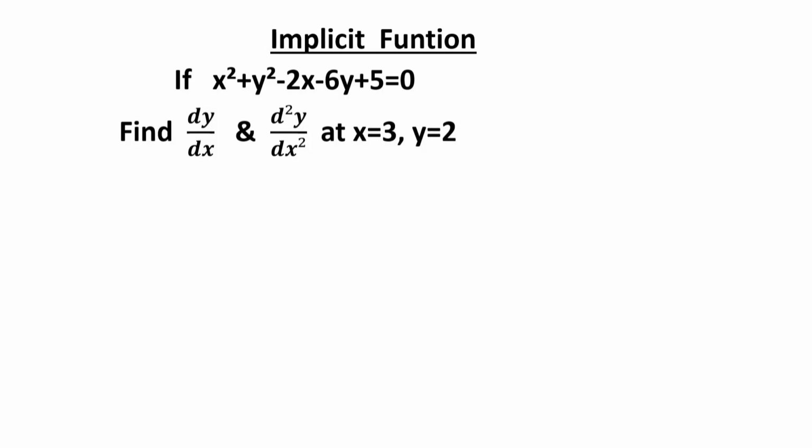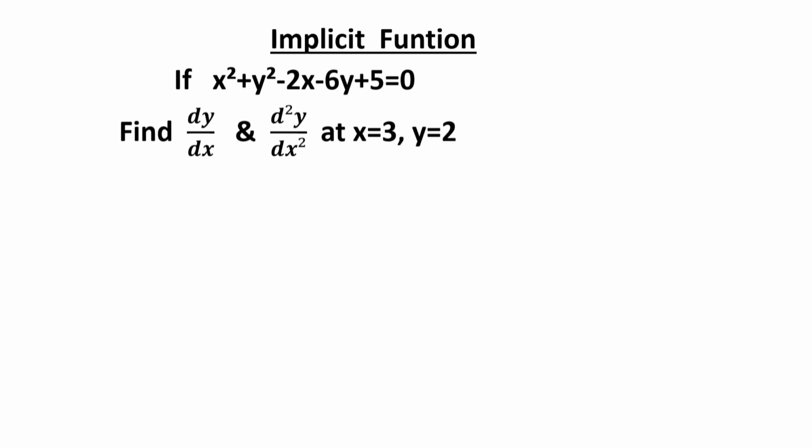We'll be looking at implicit differentiation, that is, implicit functions. And we can see a question before us: x squared plus y squared minus 2x minus 6y plus y equals 0. Find dy/dx and d squared y over dx squared at x equals 3 and y equals 2. So x equals 3 and y equals 2 is the condition given.